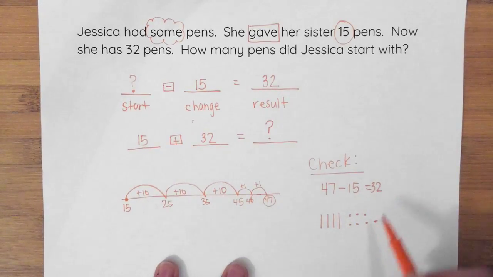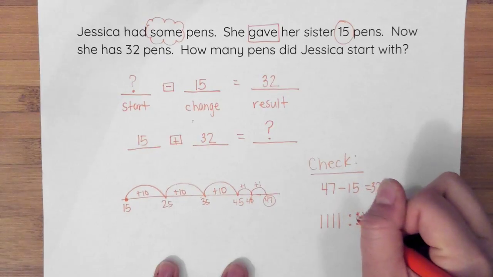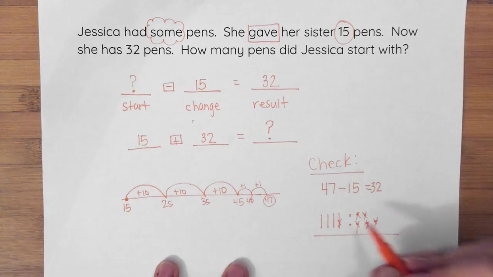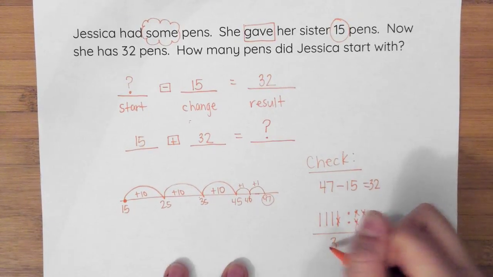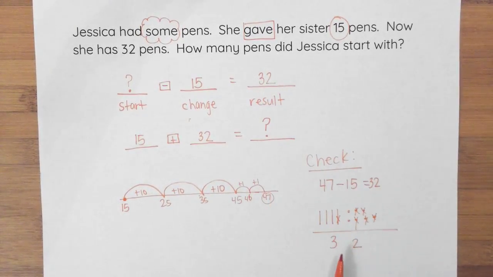Okay, so I have 47. I'm going to take 5 ones away. 1, 2, 3, 4, 5. I'm going to take 1 ten away. I see I'm left with 2 ones and 3 tens. So I got my original result, the 32. So I know that I was correct when I added 15 and 32 to get 47.